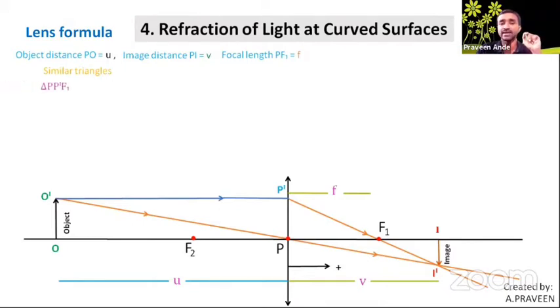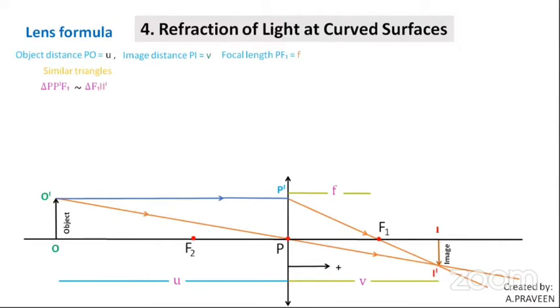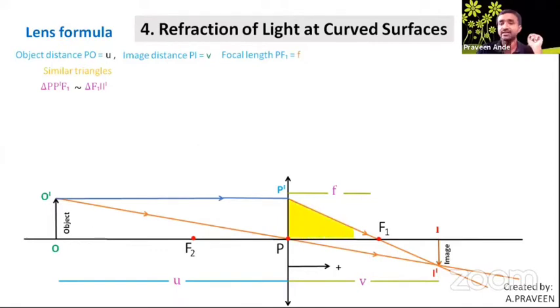Which are the similar triangles here? Triangle P'F1 is similar to triangle F1I'. Let me take them. I am highlighting that in the diagram, P'F1 and I'F1, or F1I', no problem. Right? Here I highlighted them with yellow color and a light blue color. Look at the figure now. Now I require the corresponding sides.